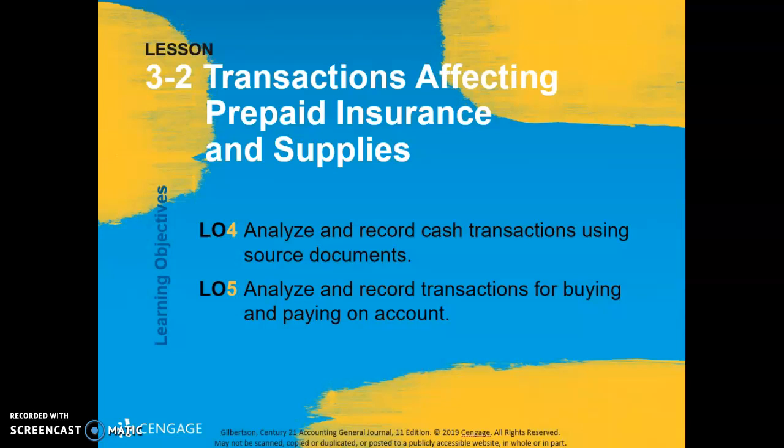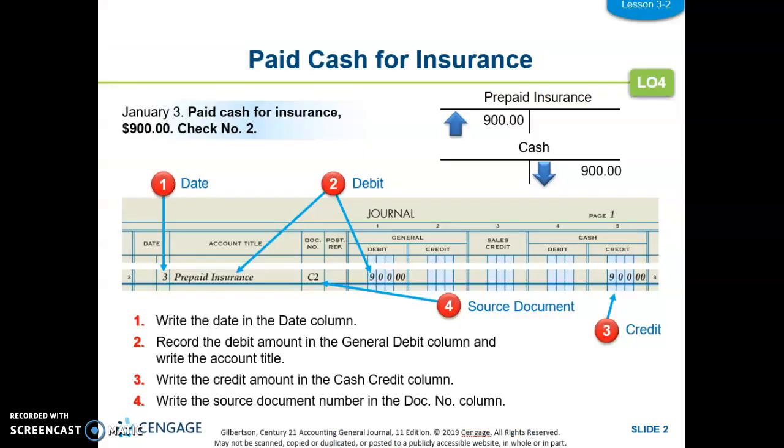This video is for lesson 3-2. We are going to record transactions that affect prepaid insurance and supplies. So our learning objectives: we will analyze and record cash transactions using source documents, and we will analyze and record transactions for buying and paying on account. There are three types of transactions that we will be doing in this lesson.